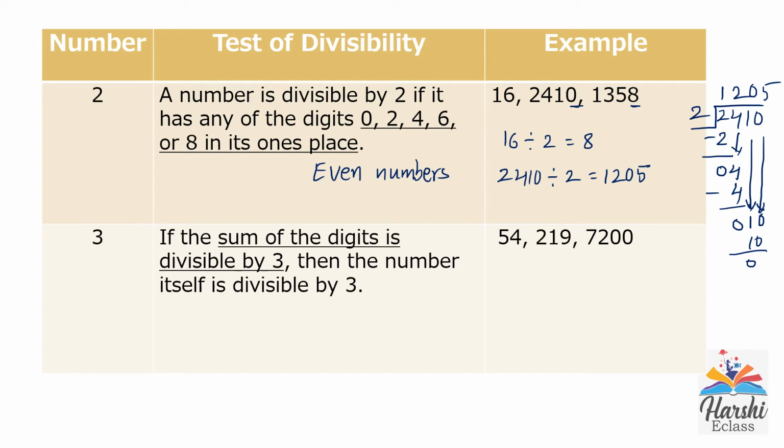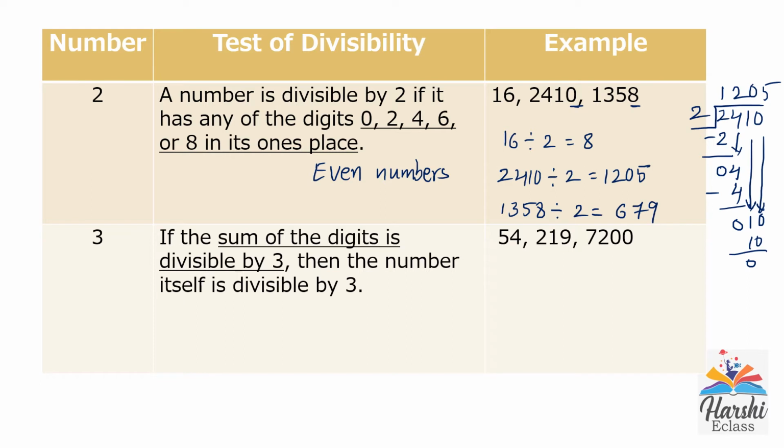Next, 1358. It is also an even number, completely divisible by 2 without any remainder. The quotient of 1358 divided by 2 is equal to 679.